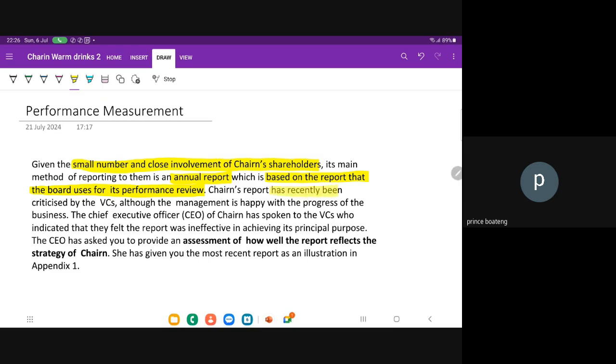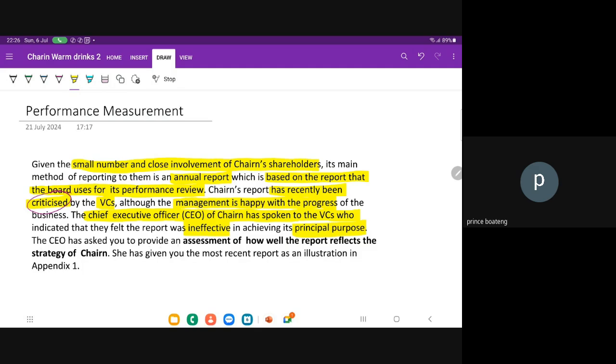Sharon's report has recently been criticized. Now, this is important. Your report has been criticized by the venture capitalist, although the management is happy with the progress. So management believes that the progress is fine, but probably venture capitalists are not happy. The CEO of Sharon has spoken to the venture capitalist who indicated that they felt that the report was ineffective. So they believe that the report is not good, ineffective in achieving its principal purpose. The principal purpose is what? To communicate the performance to the shareholders.